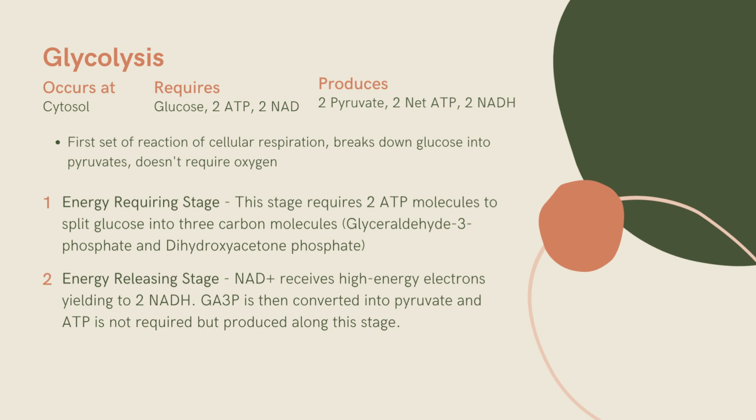Glycolysis can be divided into two stages: energy requiring stages and energy releasing stages. The energy requiring stage requires two ATP molecules to split glucose into three-carbon molecules. And in the energy releasing stage, NAD receives high energy electrons, yielding two NADH. The GA3P that we produced in the energy requiring stage is then converted into pyruvate, and ATP is not required but produced along this stage.